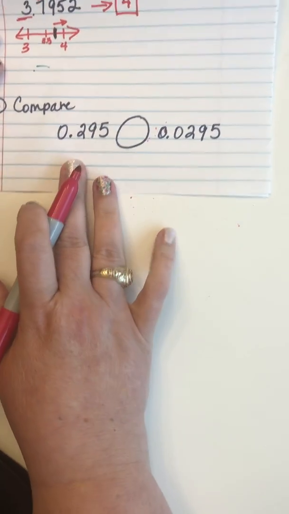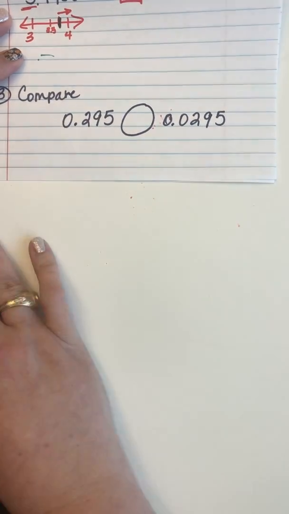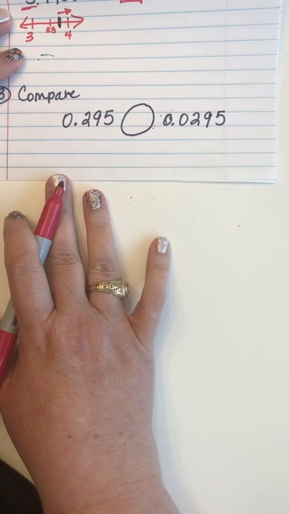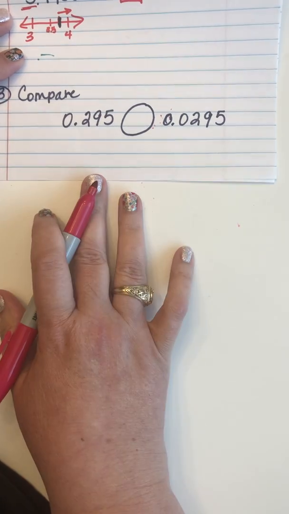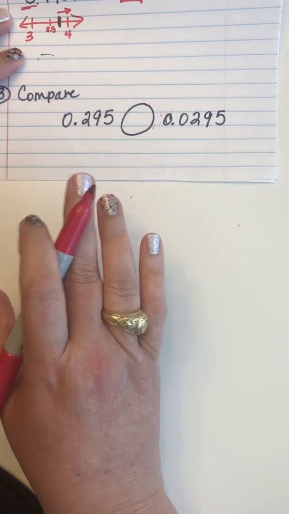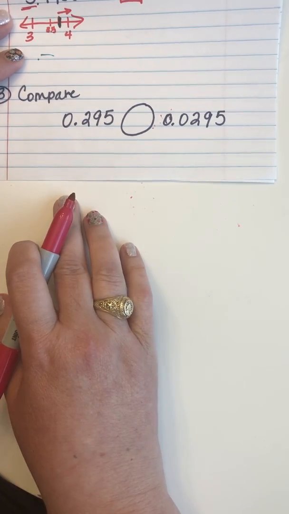Another thing we always do when we're given decimals is we compare our decimals. When we're comparing decimals, our first step always is to make sure that both have the same amount of decimal places.